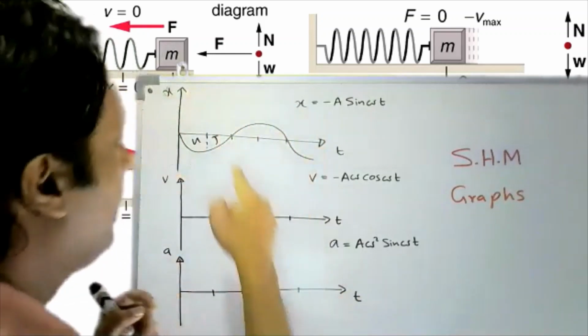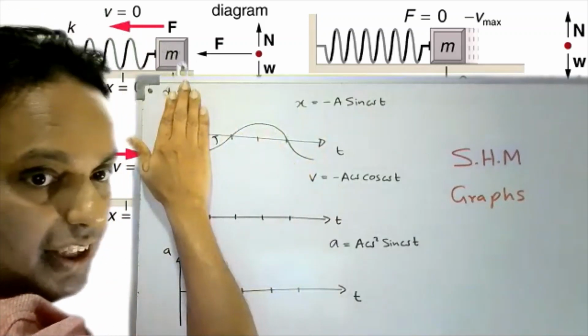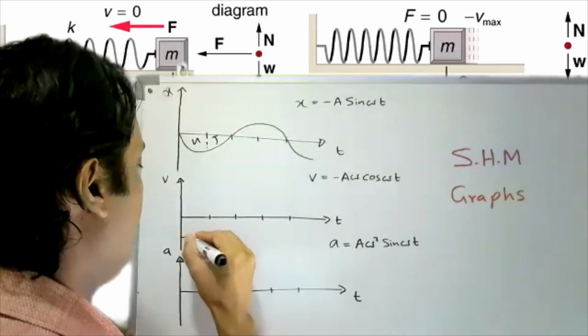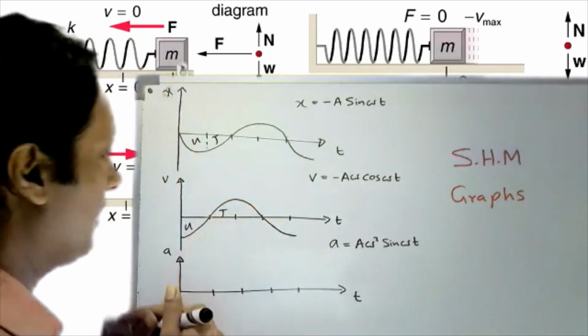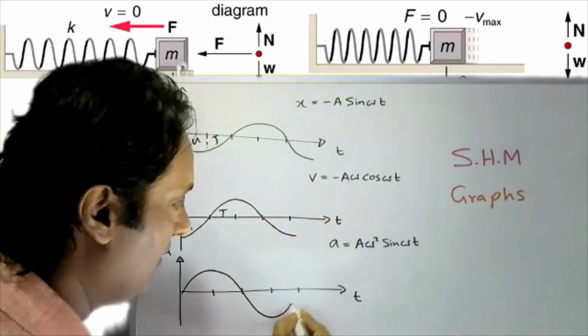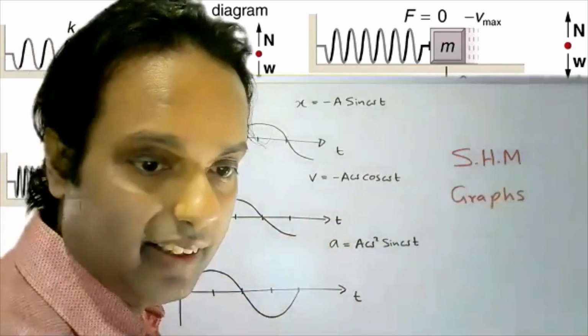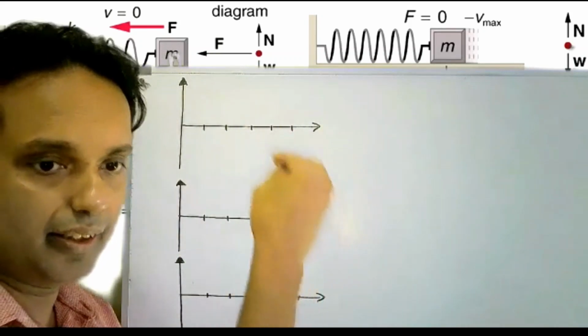All are there. Displacement time graph, Uncle Johnson. Velocity time graph, Johnson Uncle. Again, Uncle Johnson, Johnson Uncle. Easy peasy.